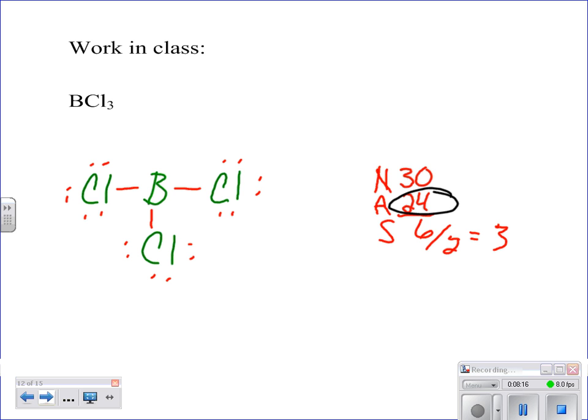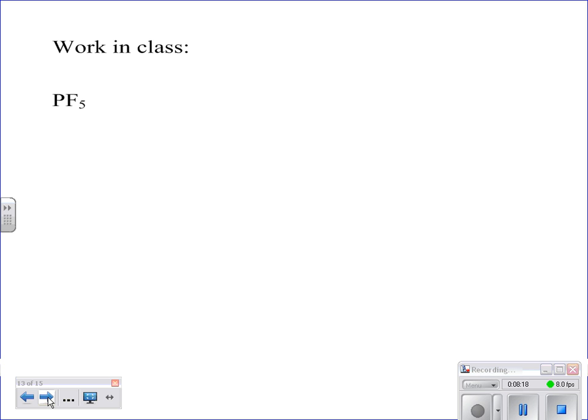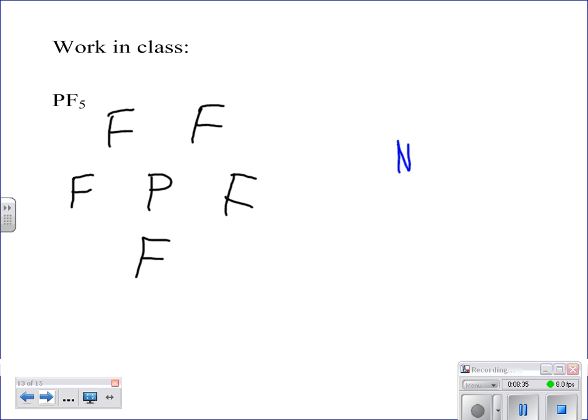Everybody's good on that? And now we get to starting to get a little bit more challenging. You draw your skeleton structure on this, and you probably start thinking, wait a minute, this looks a little funky. There we have our 5 fluorines around the outside. Needed, available, and shared. How many would be needed in this case? We've got a total of 6 atoms, 48. So all 6 of those need 8 electrons. How many are available?